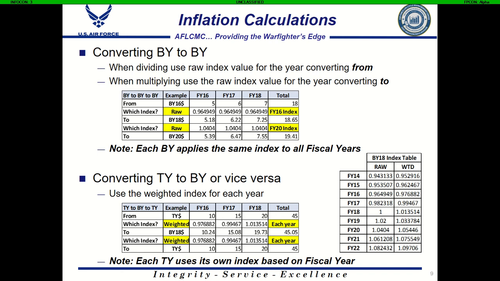Now we've got our values in base year 18, which is the base year of our table, and we want to convert them to base year 20. So instead of dividing, we're now going to multiply to come out of the base year of our index table. Since we're going to base year 20, we're going to use the raw index for base year 20, which is 1.0404. We multiply by that value to get our updated value for base year 20. Again, we can check our answers by noting that we're moving forward in time over multiple years, so there should be a slight increase in our total value.